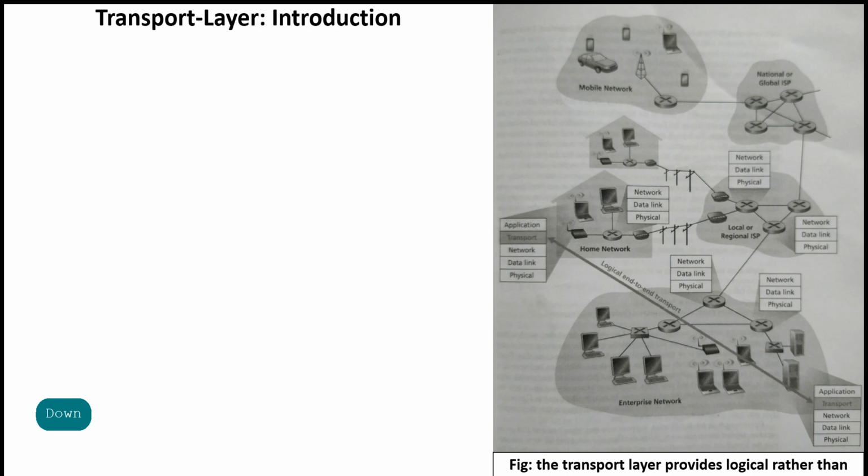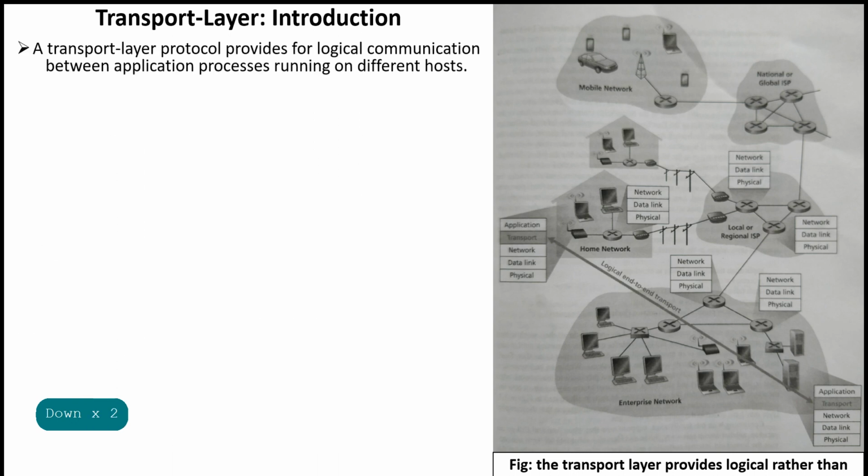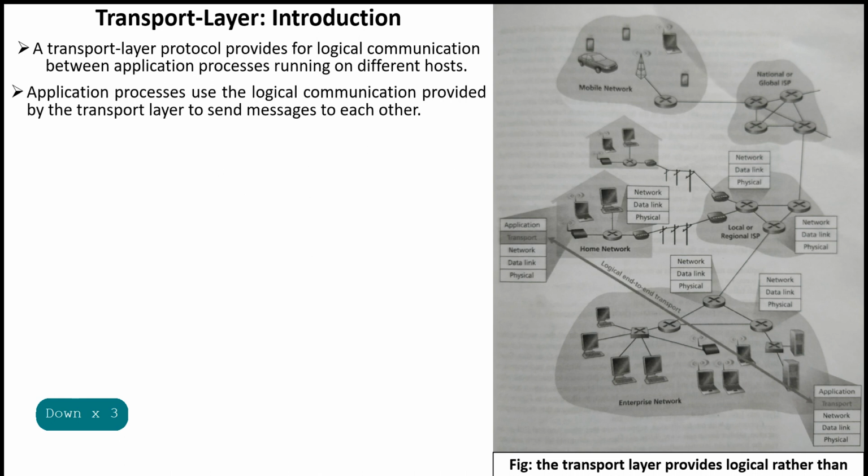Hello dear students. In this video I am going to discuss transport layer introduction. A transport layer protocol provides for logical communication between application processes running on different hosts. Application processes use the logical communication provided by the transport layer to send messages to each other.